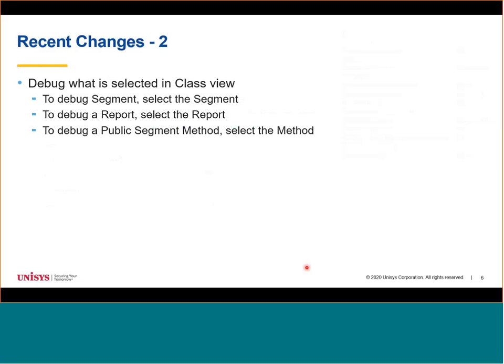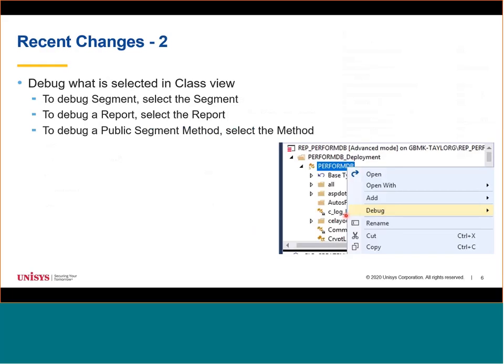The other thing in a similar vein is now debug is selected essentially in the class view. So if you want to debug the system, the segment, then you select the segment. If you want to debug a report, you go to the report, right-click on it and say debug. And the same if you've got a public segment method. You can do all of those by just right-clicking on them. So as you can see here, PerformDB is my segment name. I right-click on it, I see the word debug there.